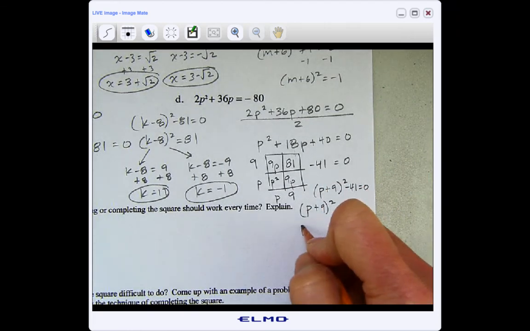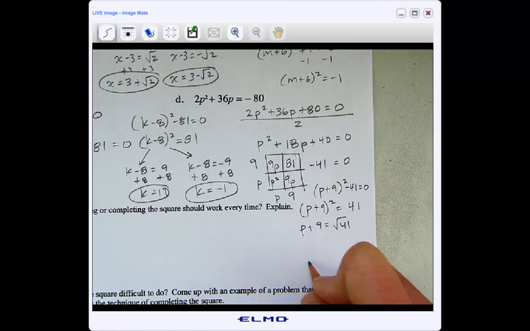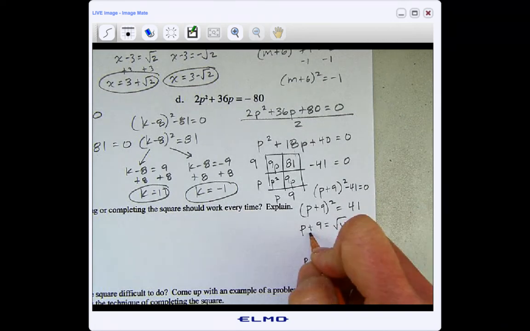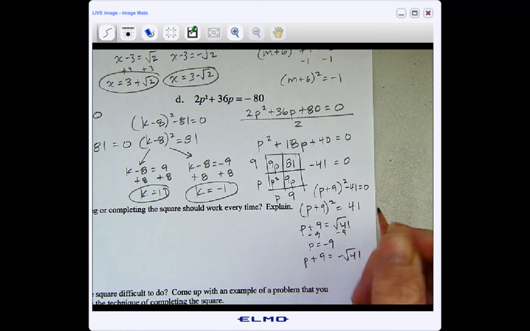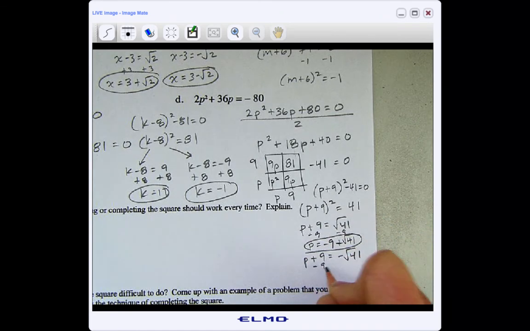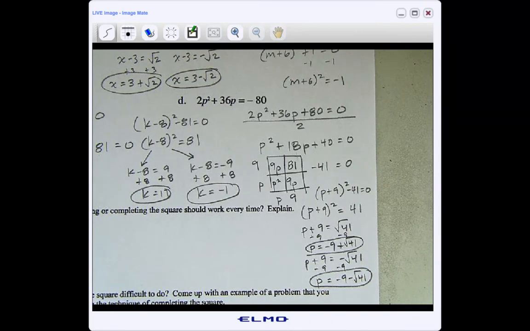Okay, so p plus 9 is equal to the square root of 41, or p plus 9 is equal to negative square root of 41. I'm going to subtract 9. So I get p is equal to negative 9 plus the square root of 41 as one solution. And I'm going to subtract 9 here. So I get p is equal to negative 9 minus square root of 41 as my second solution. Okay, so those are the two solutions to D.